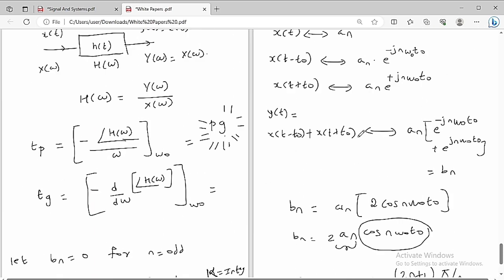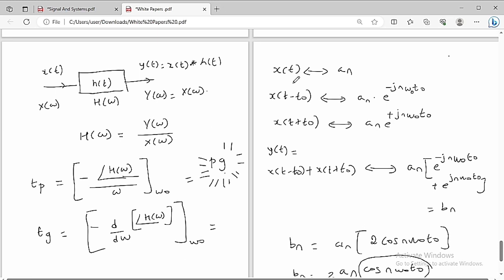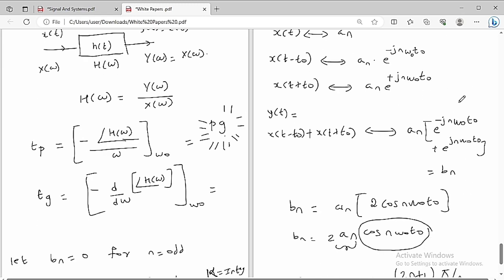to 0. So clearly, x of t is a periodic signal with the period of T, and it is having a phase coefficient a n. So x of t minus t naught has a phase coefficient a n into e to the power of minus j n omega naught p naught, and x of t plus t naught has a phase coefficient a n into e to the power of plus j n omega naught p naught. If y of t is a summation of these two signals, then the phase coefficient is a summation of these two things, and I am going to assume this is bn. So if we simplify this one, we are going to get bn is equal to 2 a n cos of n omega naught p naught.